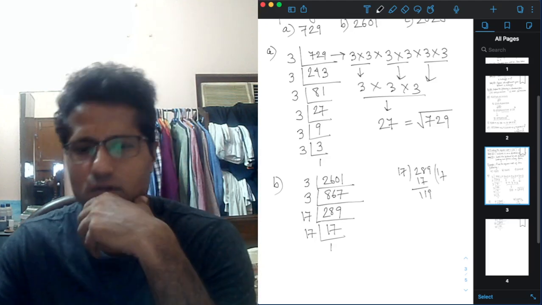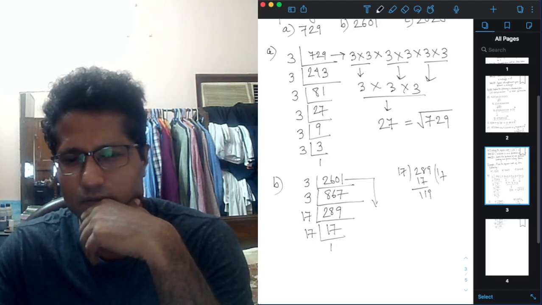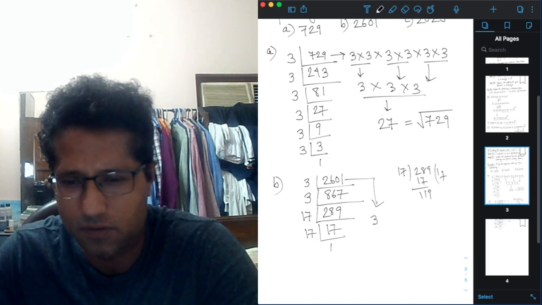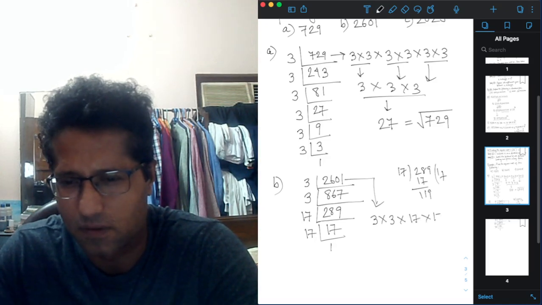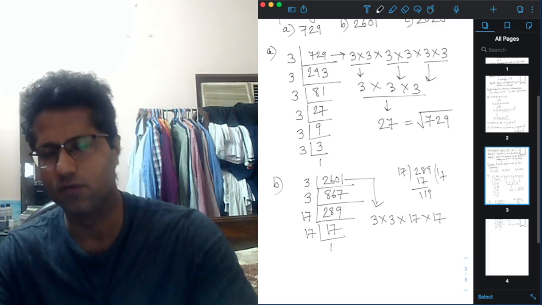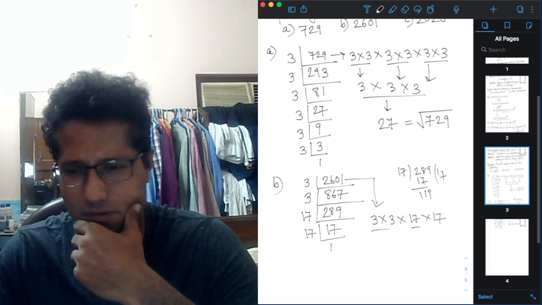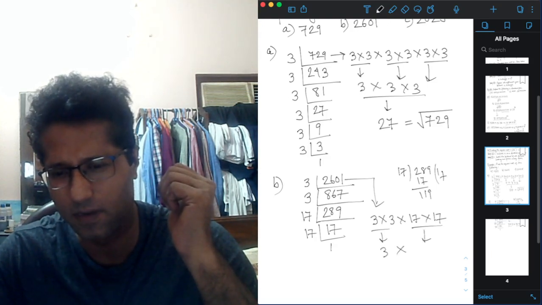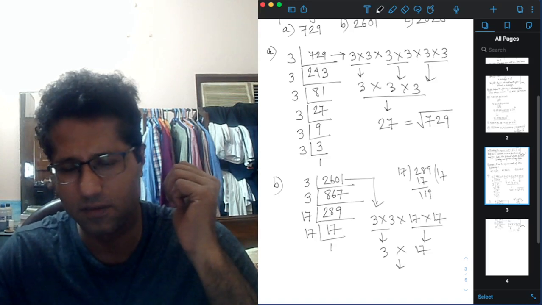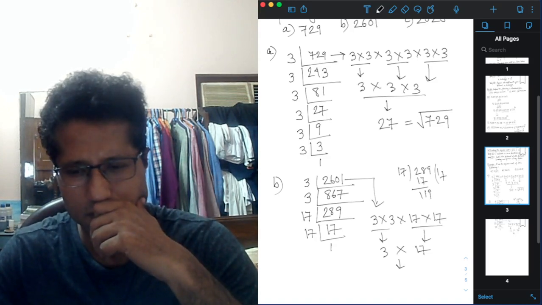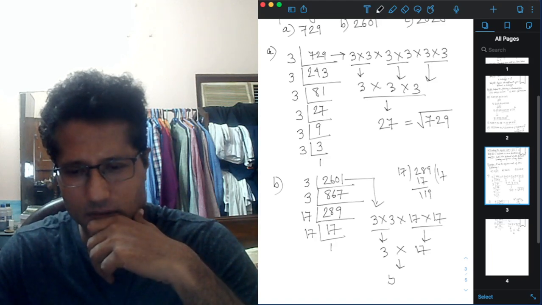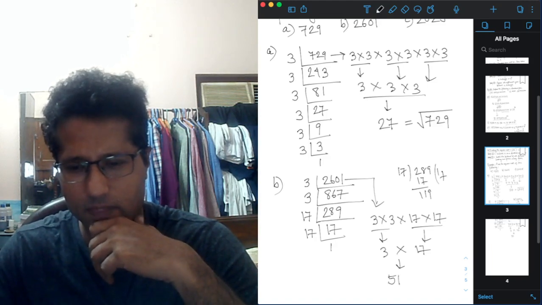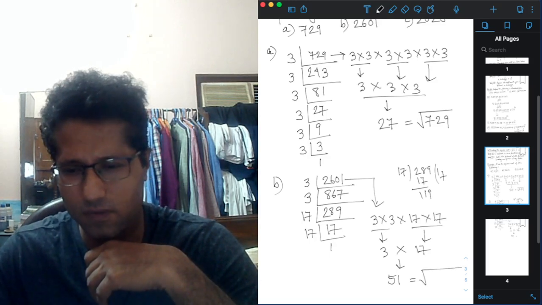Okay. So the prime factorization of 2601 is 3 into 3 into 17 into 17, and you take 1 from each pair. So this is a pair, this is a pair. You take 1 3 multiplied by 17, and this is how much? 51. Therefore 51 is the square root of 2601.